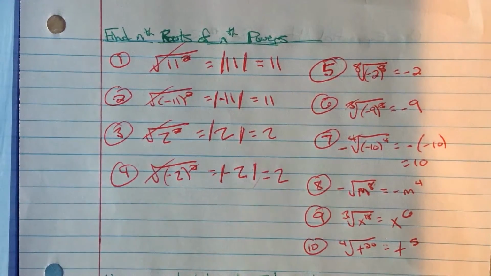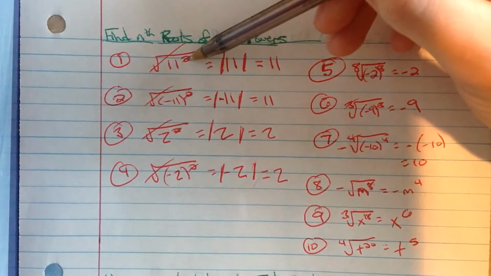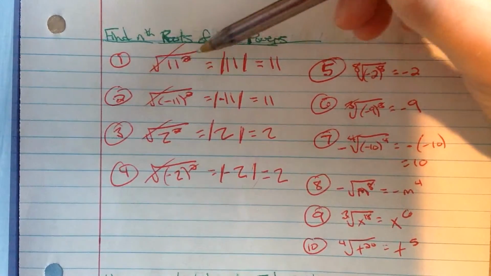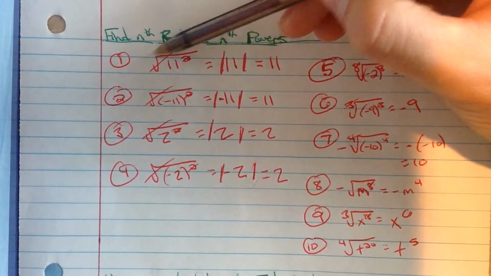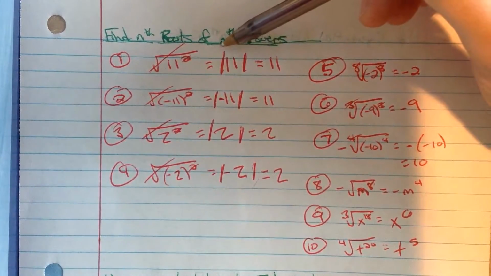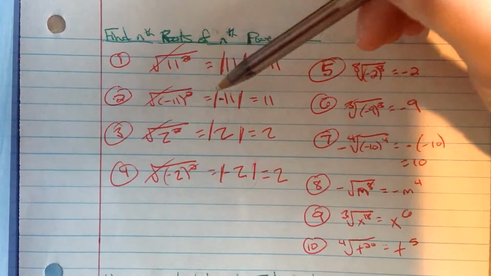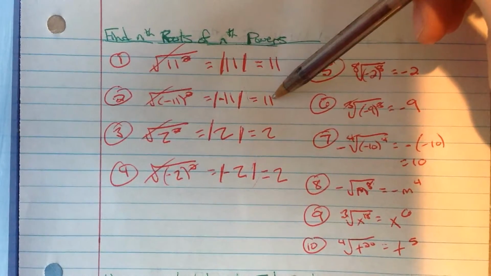Finding nth roots of nth powers. So here's what happens. If I have the square root of something squared, they cancel out. But if this is an even number, then it has to go in an absolute value, which means absolute value of 11 is 11. Same idea here, because they're even, we absolute value, it's 11.